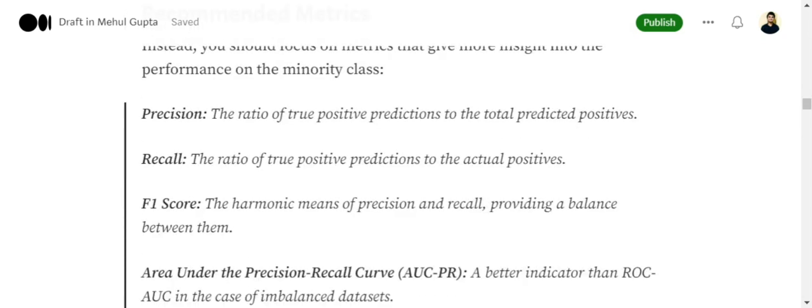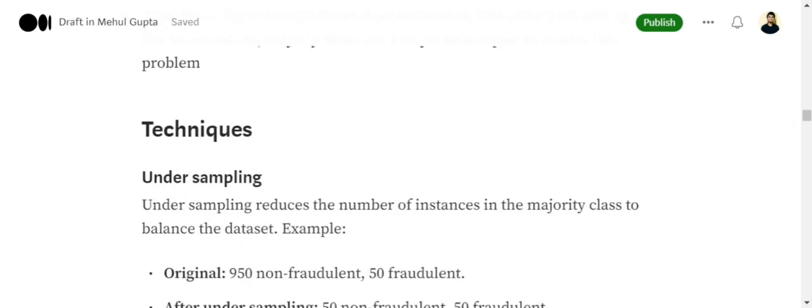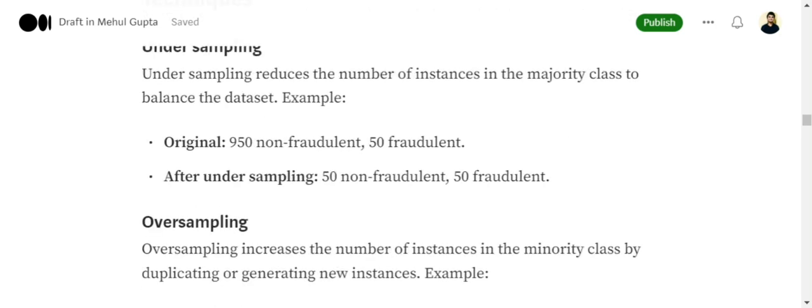Now some of the recommended metrics that you should be following would be precision, recall, F1 score, and area under the precision recall curve, AUCPR. So you can read about these metrics. I think you would already be knowing about precision, recall, and F1 score. The focus of this particular post is around different techniques, how to handle class imbalance, and eventually different algorithms. So there are three major techniques that you can follow. One is undersampling. So in undersampling, what we do is try to reduce the number of instances in the majority class to balance the data set.